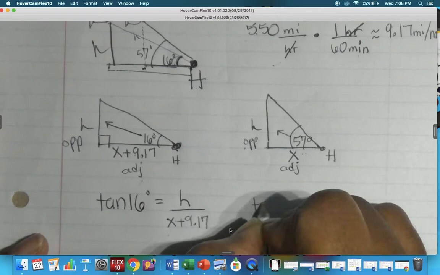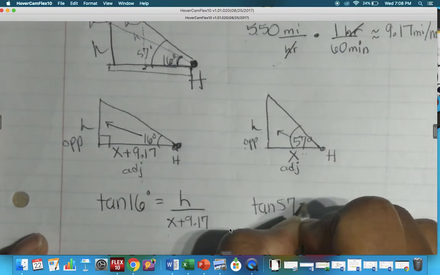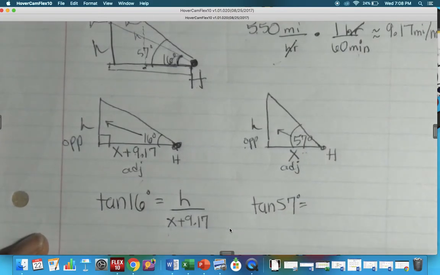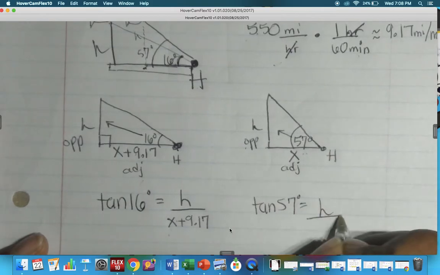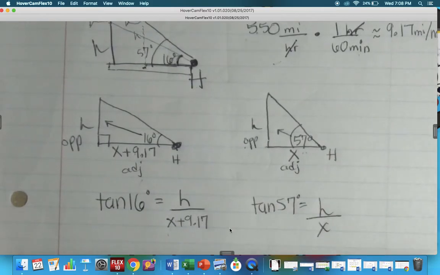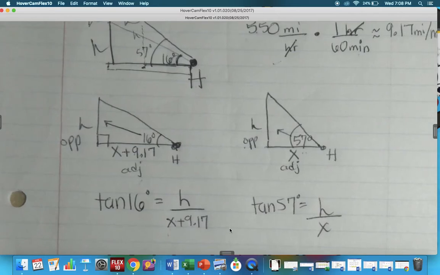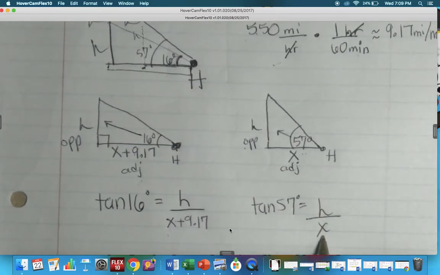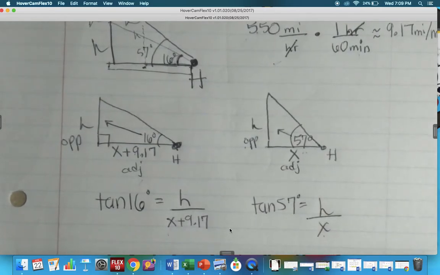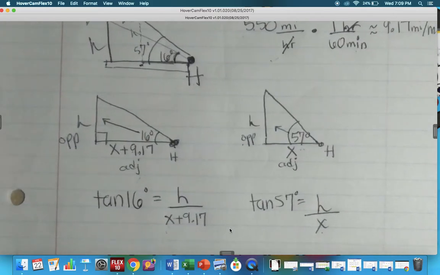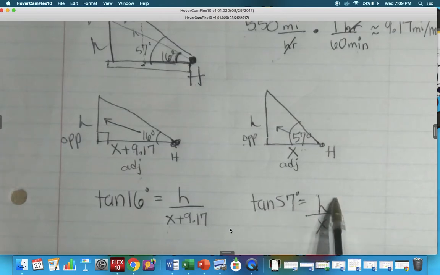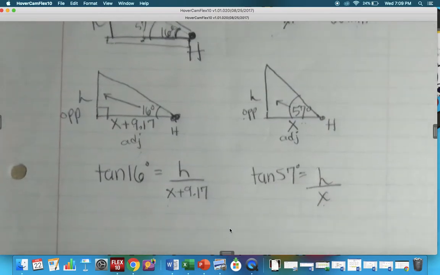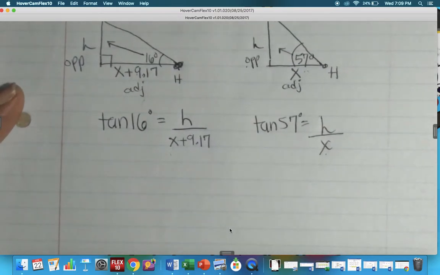I'm going to say tangent of 57 degrees equals my opposite side over my adjacent side. Now we're trying to figure out what h is, but we can't do that when we have two unknowns, right? We have x and h that we don't know. There are probably different ways we can figure this out, but I'm just going to isolate h and then solve and see what we can do. Do a little bit of algebra.